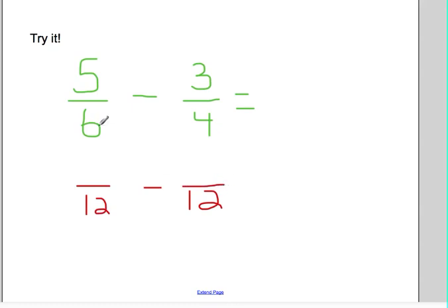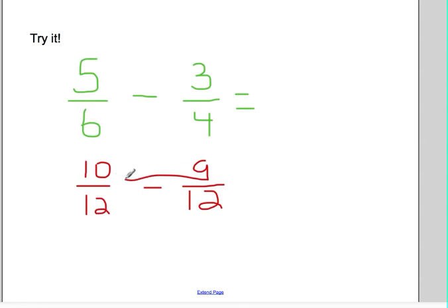All right, what am I doing to 6 to get to 12? I'm multiplying it by 2. So I got to do the same thing to the top. 5 times 2 is 10. What am I doing to 4 to get to 12? I'm multiplying it by 3. So I have to multiply this by 3. 3 times 3 is 9.